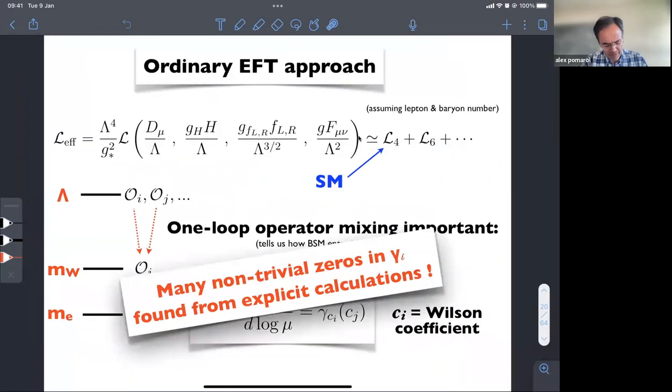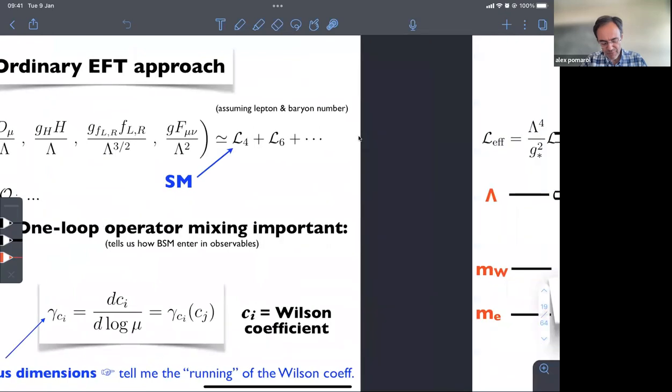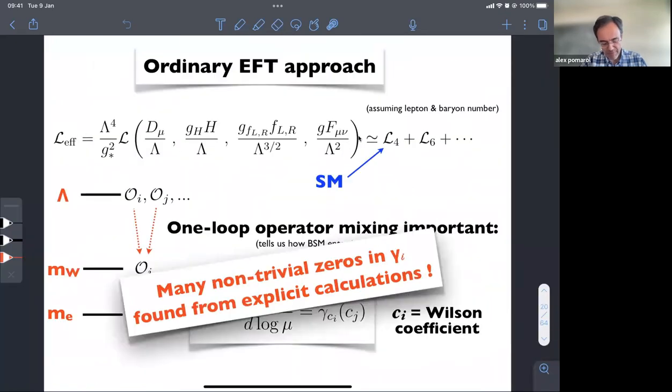You can do it in the standard model. It has been done. Okay, how these operators mix at the loop level. One of the properties that was found is that there are many non-trivial zeros in the anomalous dimensions. It was kind of surprising, because these zeros were not expected.